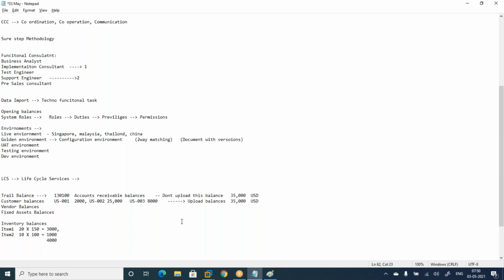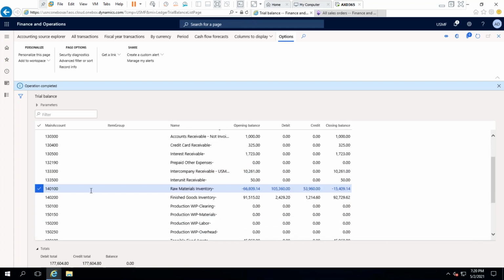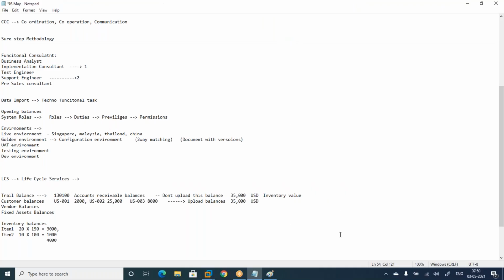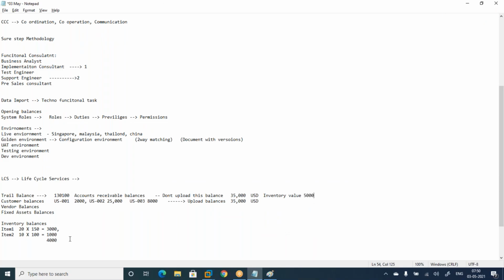Finance team has given me 5,000. Can you tell me which account it should be matched for inventory balances? As per 140,100 raw material value, here in the system example, 140,100 and 140,200 together they have given 5,000. This is given by the finance department. This is 2,000, this is 3,000, total 5,000. They have given inventory value 5,000. Now the total amount is 4,000 from the inventory stores department. Who will tally this one?